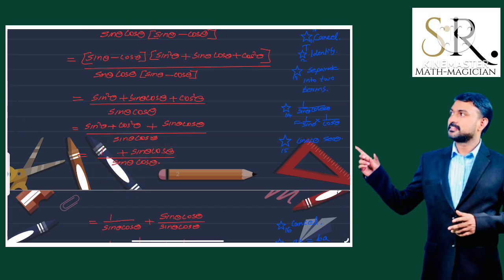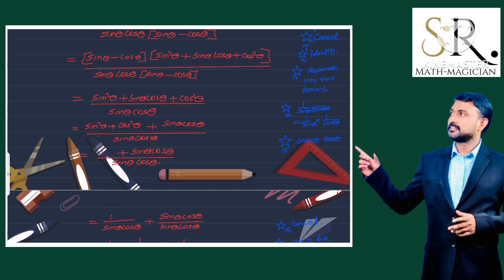So how to separate the denominator? The common denominator should be given to each term. Here two terms are there, not three terms, two terms: 1 and sin theta cos theta. How to count terms? By checking the addition or subtraction. Here only one addition, so here one term, here one term.